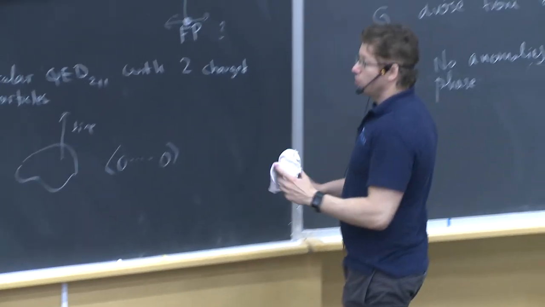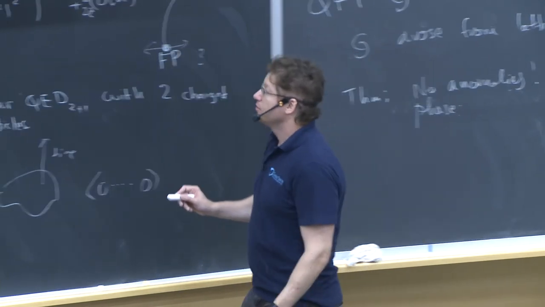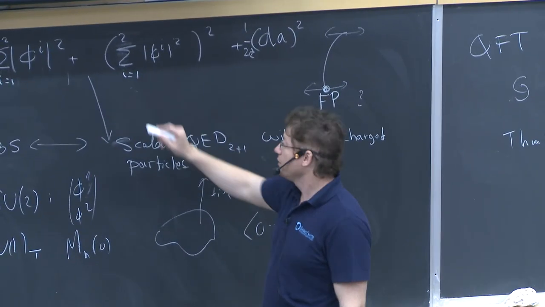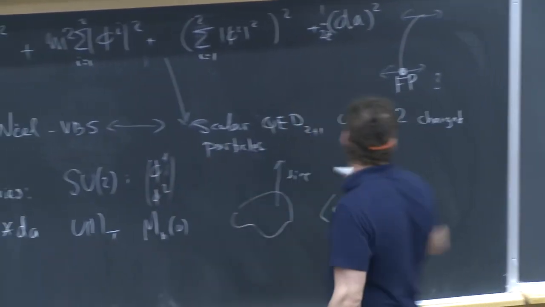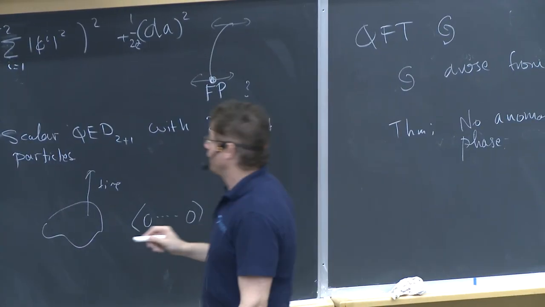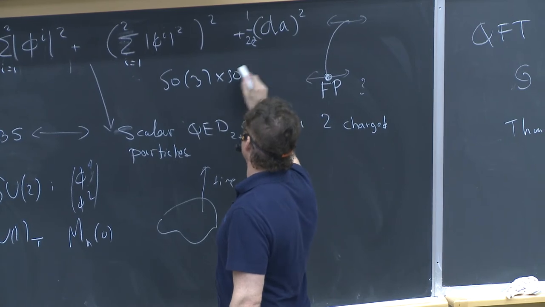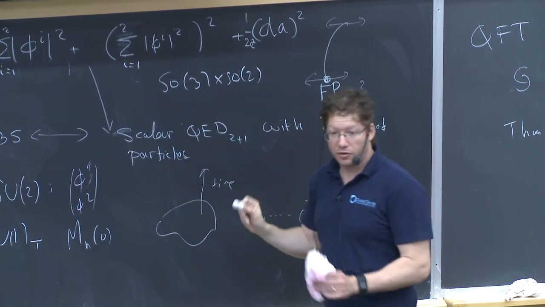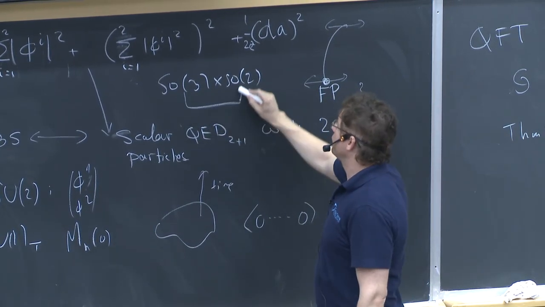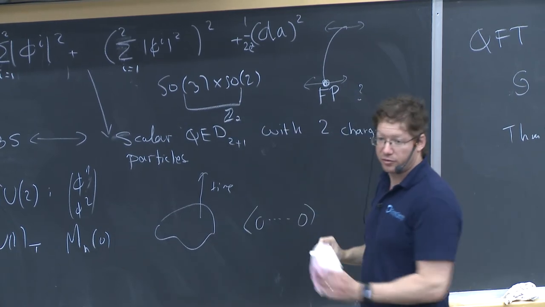OK, so I want to talk about the bootstrap now. This model turns out to have a discrete anomaly. There is a Z2 anomaly between SO3 times SO2. This system has an SO3 times SO2 symmetry. It's a bosonic model in 2 plus 1 dimensions. And in spite of that, there is a Z2 't Hooft anomaly. I'm not going to explain that.